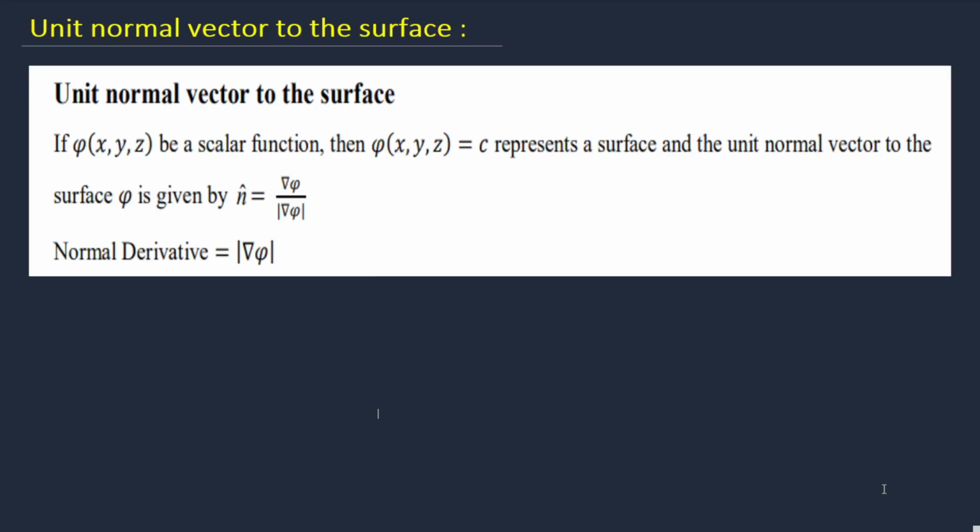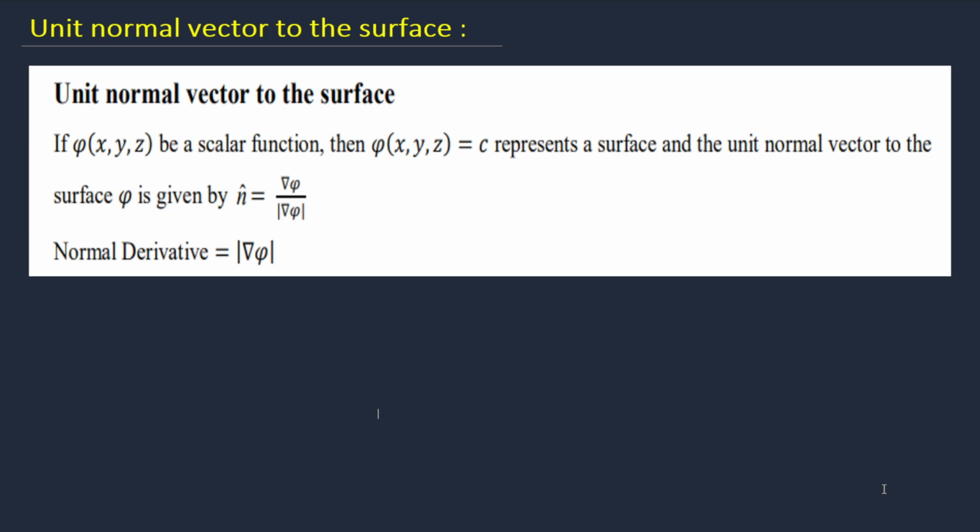Hello everyone and welcome back to yet another lecture on gradient of a scalar function. Now in this particular lecture we learn what is unit normal vector to the surface and angle between two surfaces. So both these topics come under gradient of a scalar function.